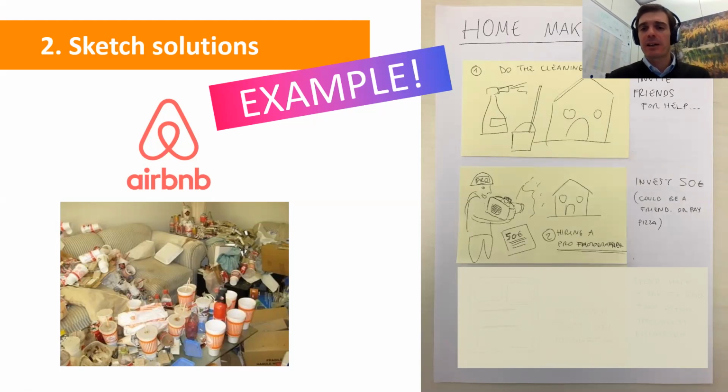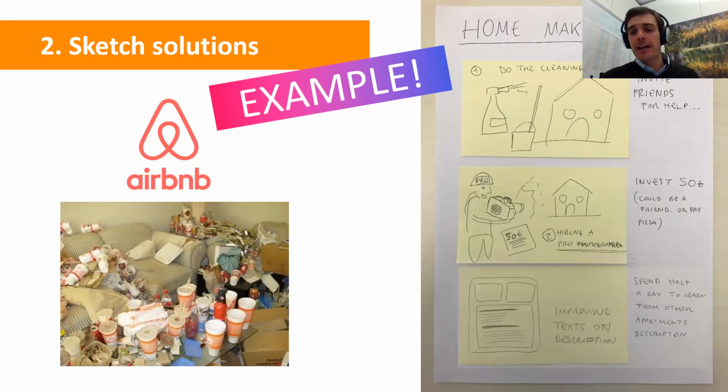The second step would be that I invest some 50 euros to hire a professional photographer, and I take much nicer pictures of my home to be uploaded in my Airbnb profile. That will hopefully bring more people to my home. These are not three ideas, by the way. This is only one idea. And I also want to improve the descriptions of my home in my Airbnb account, because I saw that other homes had a way better description.